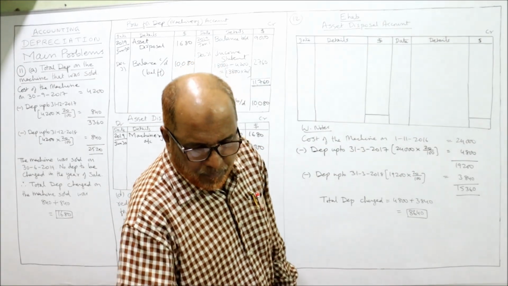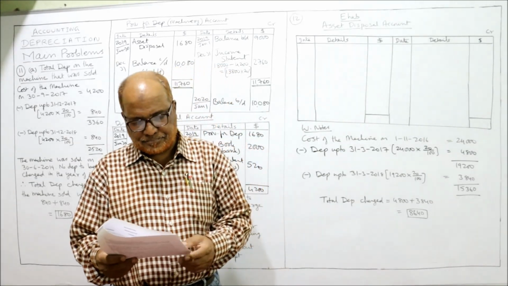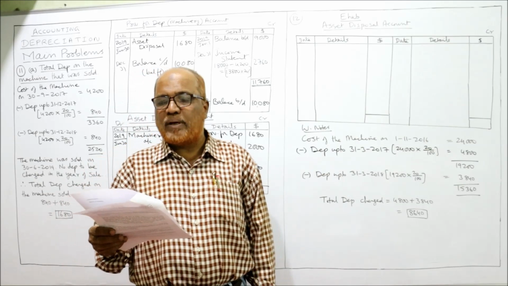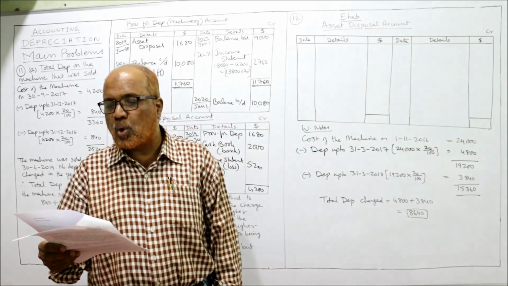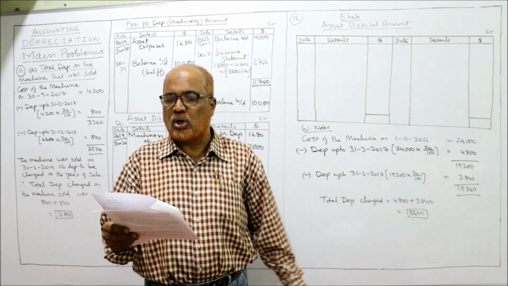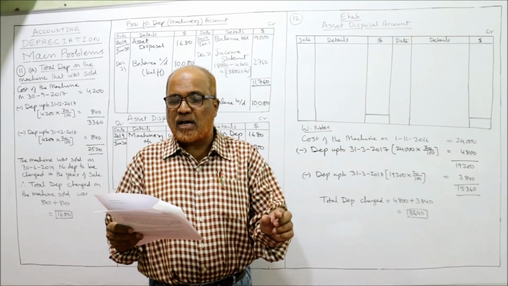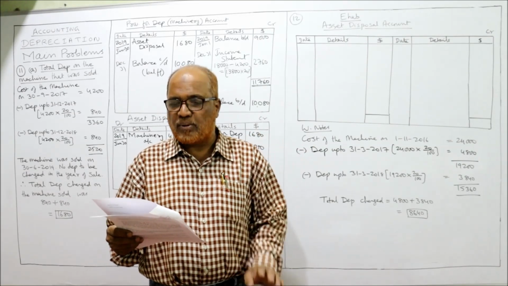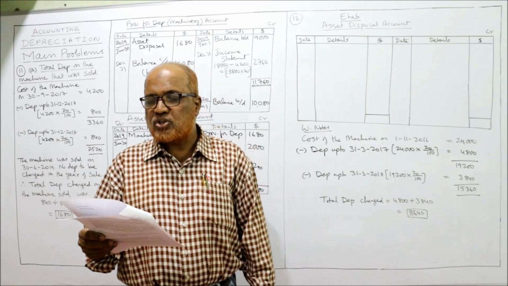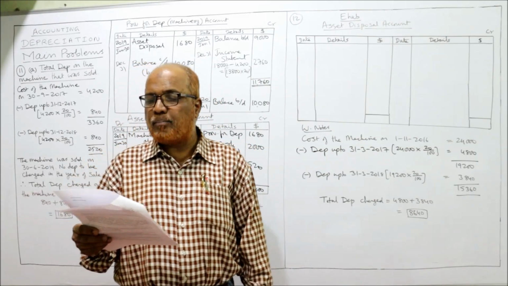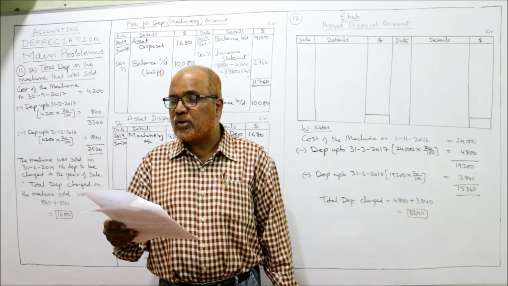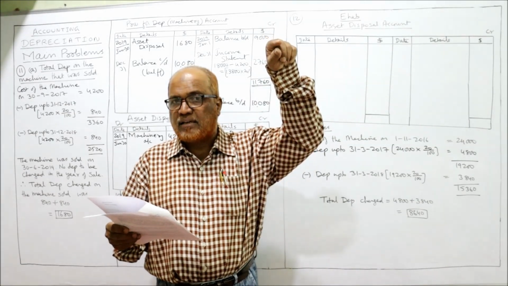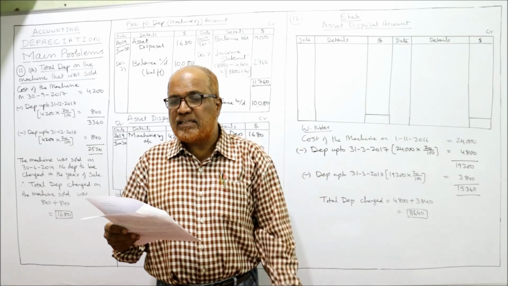This is the end of problem number 11. Now I am reading out the 12th problem. On 31st March 2019, Ahab, a sole trader, sold the machinery for $16,000. The machinery had been purchased on 1st November 2016 for $24,000. It was purchased in 2016 and is sold in 2019.